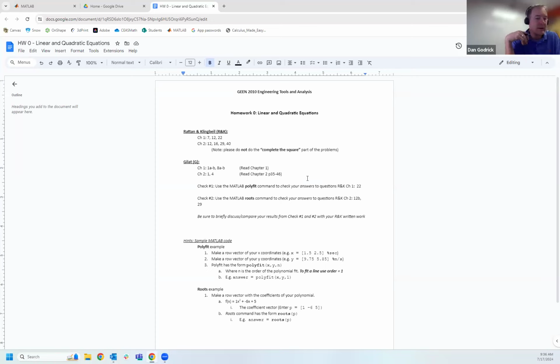All right. So we open our Gilat book. That's that white one. And it says do problems 1A and B. Well, before we do it, here's the thing. It says read chapter 1, and it says read chapter 2, pages 35 through 46.